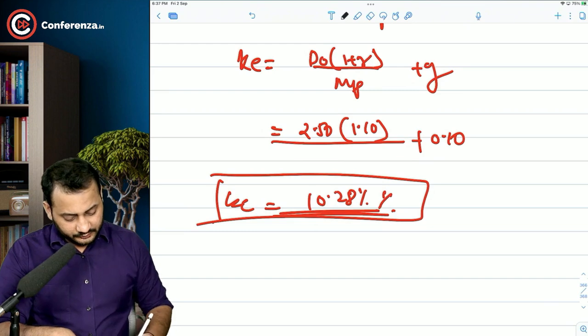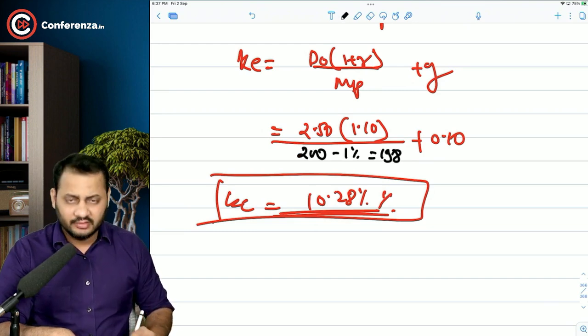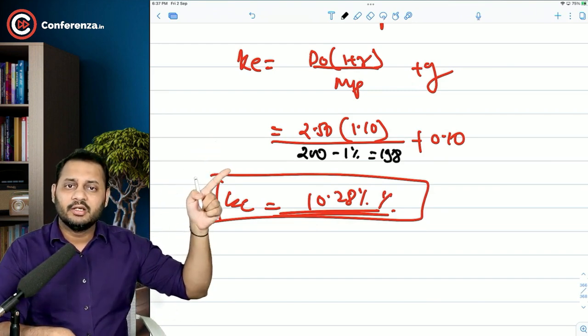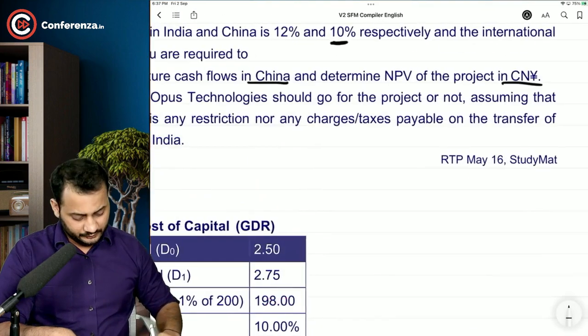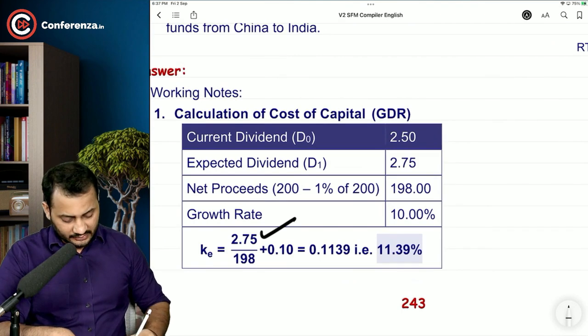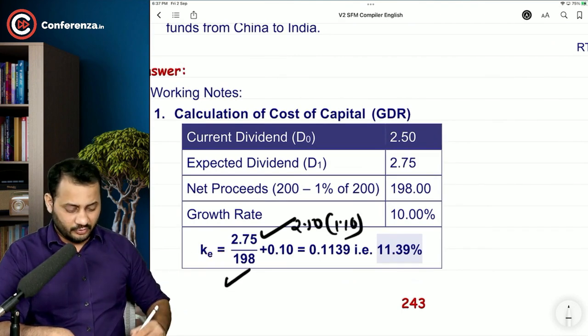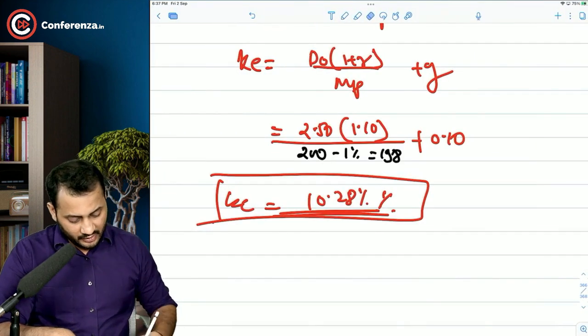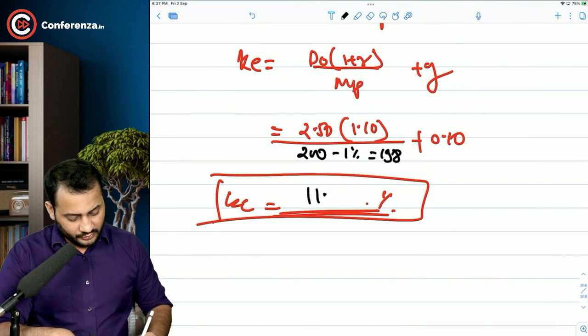Let's make it 200 rupees less 1%, that's 198. Let's make it for per share. So 2.5 into growth divided by 198 plus 0.10. It will give you 2.75. That's nothing but 2.50 into 1.10, 198 at the denominator and the growth. So that will be 11.39%. Do you agree with this now?